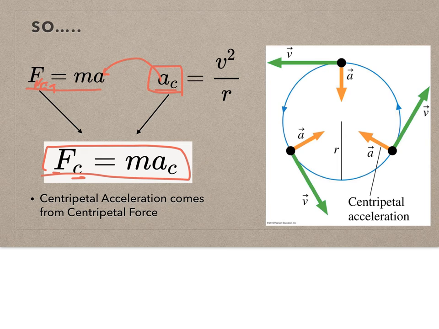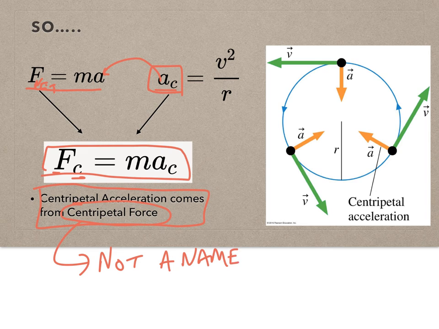And so what we're going to do is modify that last marquee banner, accelerations come from net forces, and say instead, centripetal accelerations come from centripetal forces. And I really want to call this out right here, centripetal force is not a named force. It's not named like friction, or like the stuff that we did, like tension and weight.